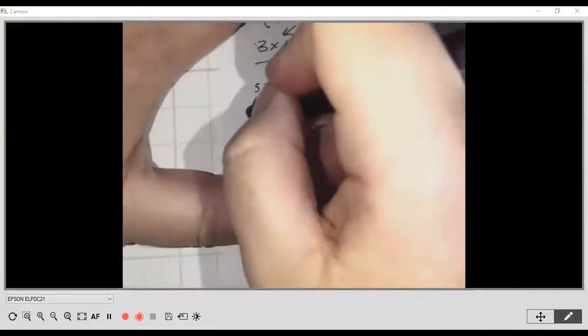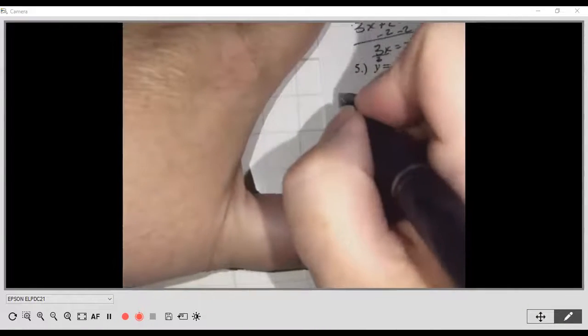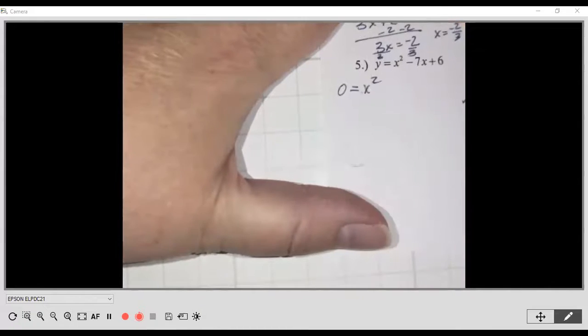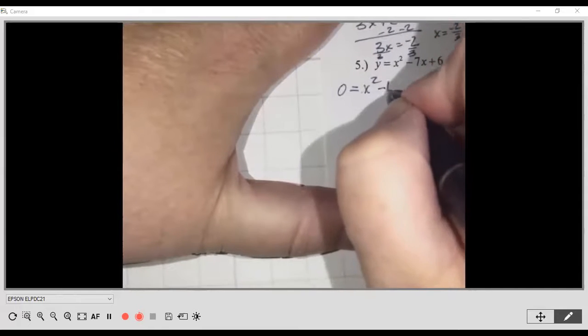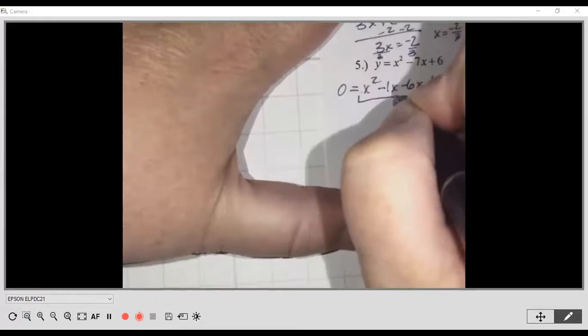So then we rewrite the equation. 0 equals, and I'm sorry, I'm going to start farther to the left again so I don't run out of space. 0 equals x squared minus 1x minus 6x. And then bring down the plus 6. Then we can factor by grouping.